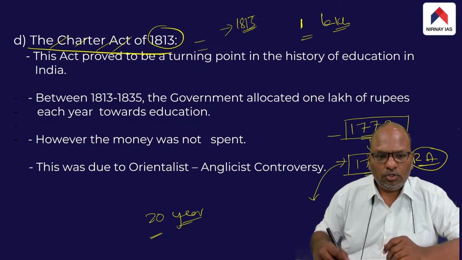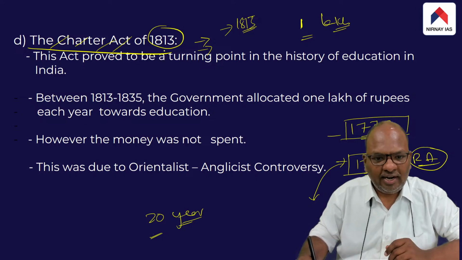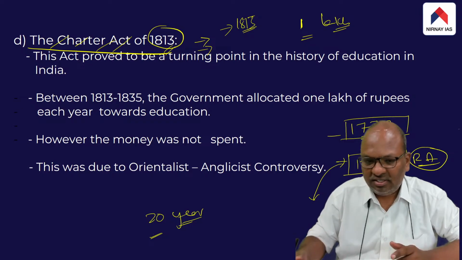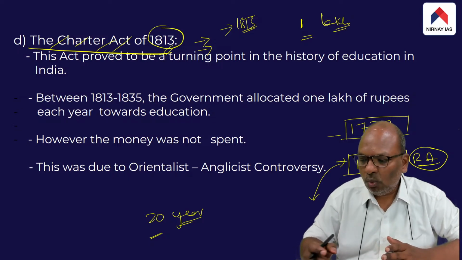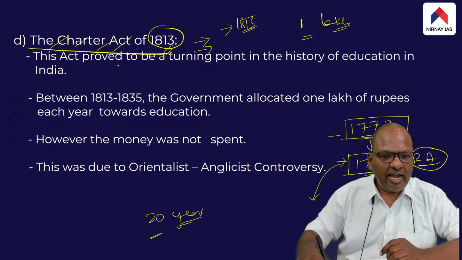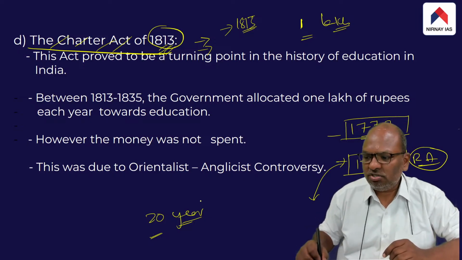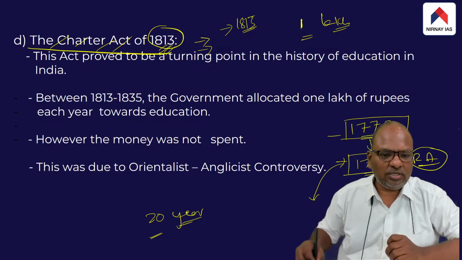That's the point. The whole point is that this 1813 Charter Act is a turning point in the history of education in the country, because this act made it compulsory. Under this act, the East India Company became duty bound to set aside at least 1 lakh of rupees annually towards promoting education in the country. So the 1813 Charter Act in a way forced the East India Company to allocate money for promoting education. That's the point which I'm trying to convey.